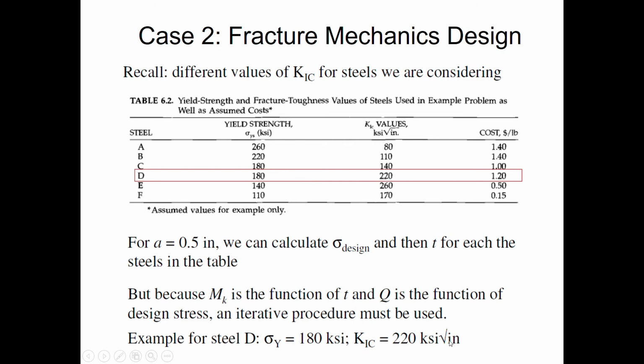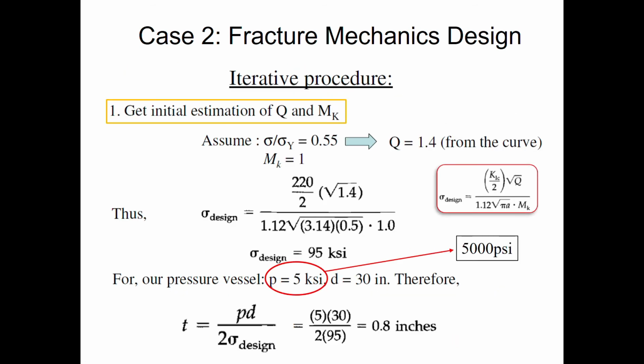ksi times square root of inch. Okay, means that we want to analyze for steel D now. This is the iterative procedure. First, to get the initial estimation of Q and MK, we need to assume sigma divided by sigma y equal to 0.55.